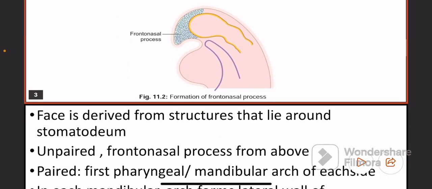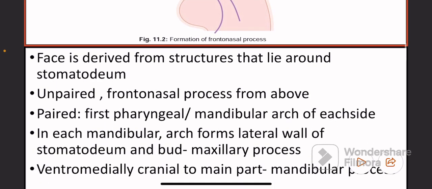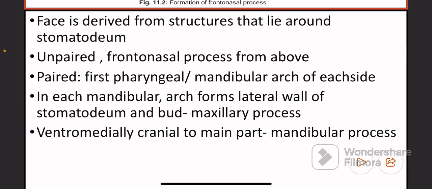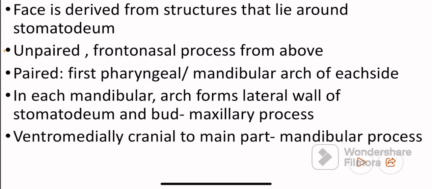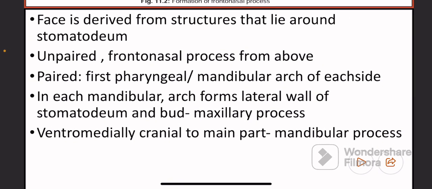The face is derived from the structures that lie around the stomatodeum and the frontonasal process above. On the lateral side of the stomatodeum, it contains the first pharyngeal arch, which is also known as the mandibular arch. From the mandibular arch there arises a small bud, which further forms the maxillary process, and another ventromedially, cranial to the main part, which forms another process known as the mandibular process. In this way, the first pharyngeal arch or mandibular arch forms the maxillary process and the mandibular process.